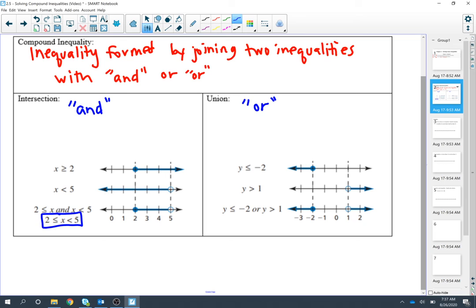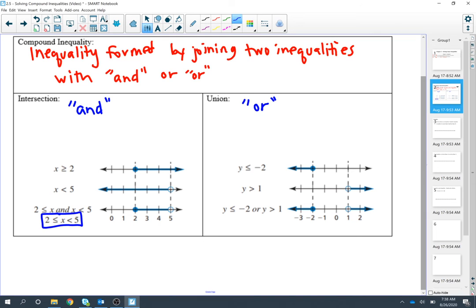Now, if we put these together, we have to use an or, because if you notice at negative 2 going down or positive 1 going up, there's no overlap. One is at the bottom, one is at the top. So this is an or because you can either be down here at the bottom or you can be up here at the top, but you can't be in the same area all at once.